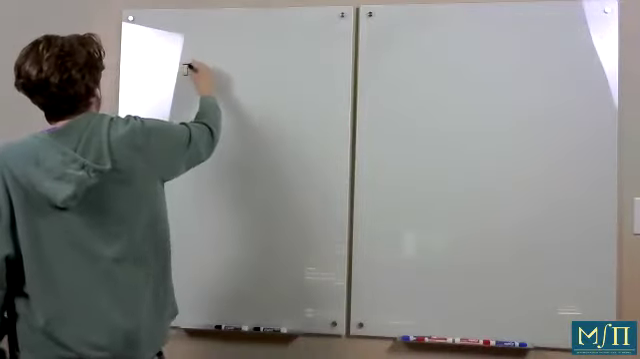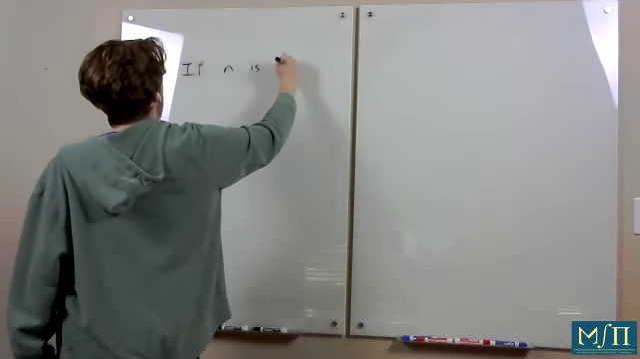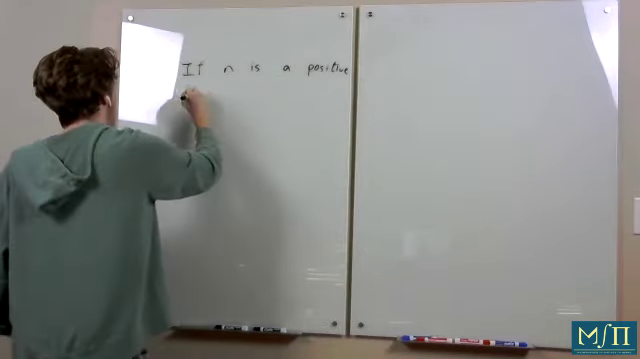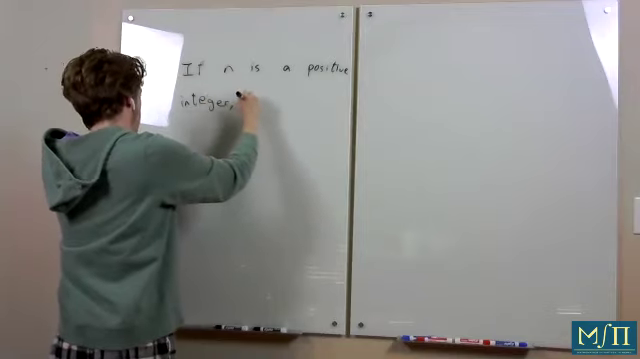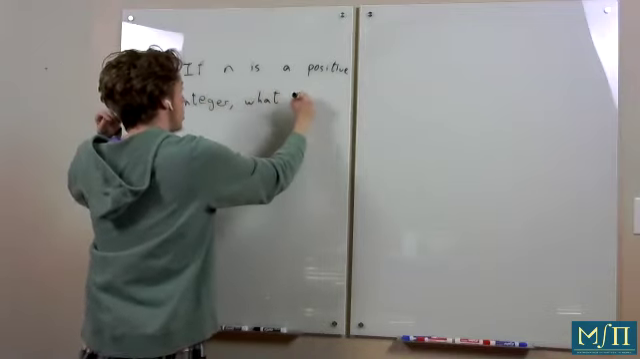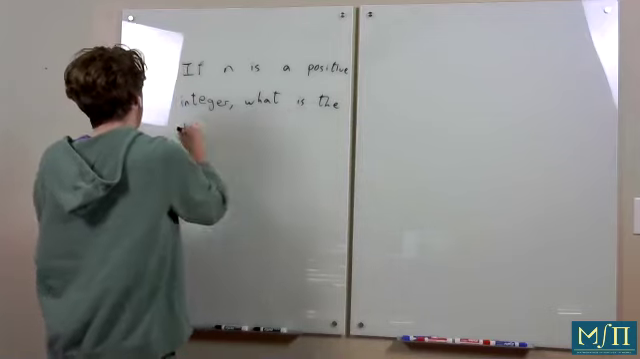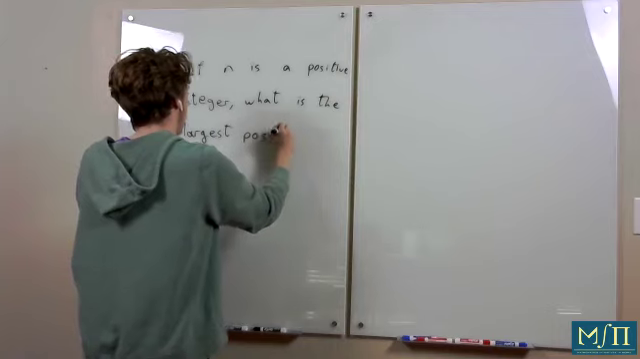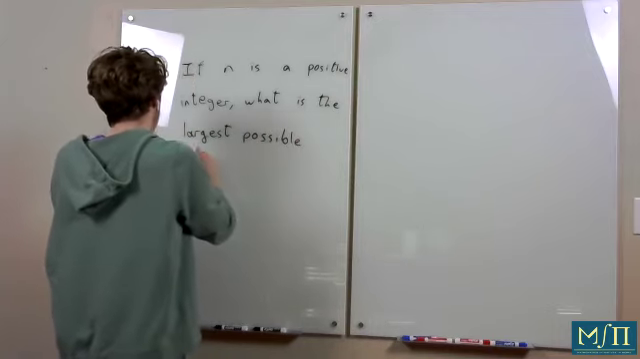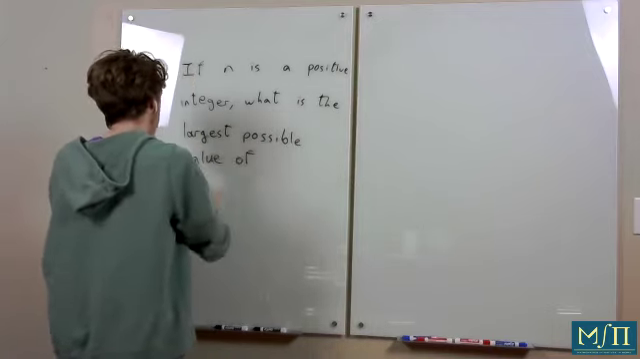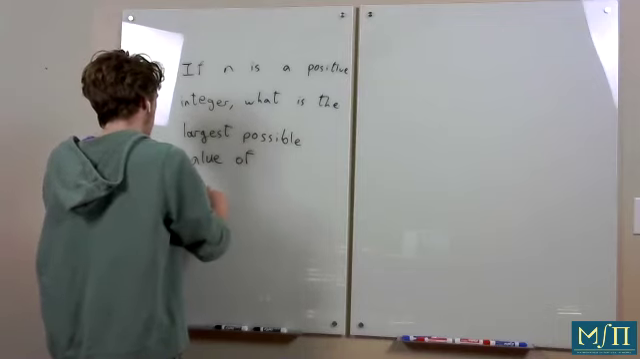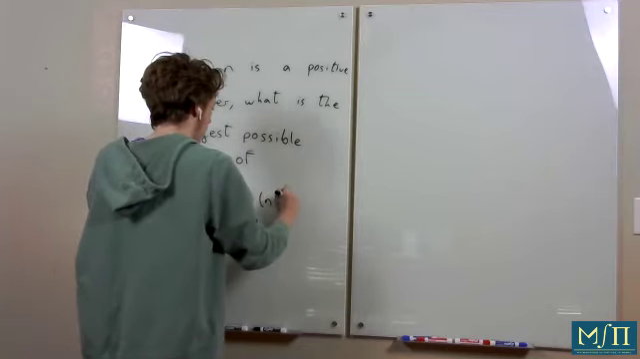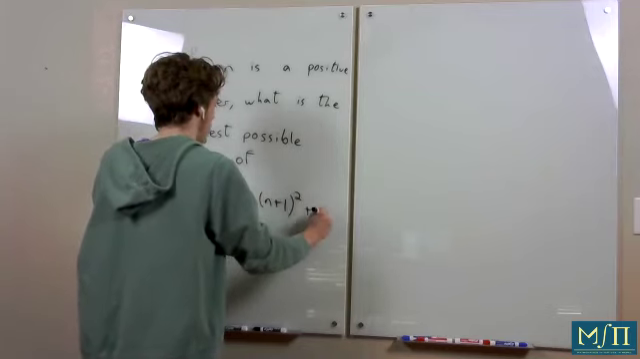If n is a positive integer, what is the largest possible value of the GCD of n squared plus 100 and n plus 1 squared plus 100?